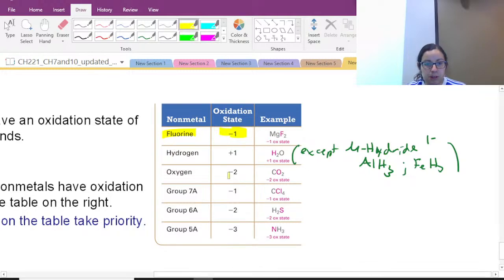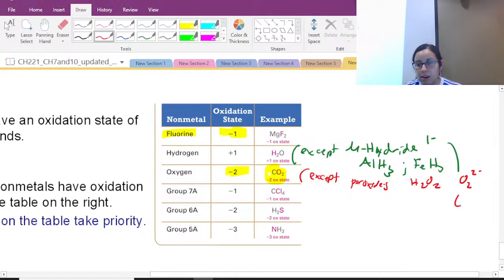And then our next most reliable is oxygen. Oxygen is always in the -2 oxidation state, except in peroxides. Hydrogen peroxide is obviously one example. In that, the whole peroxide is -2, which means each oxygen is -1 by this math.